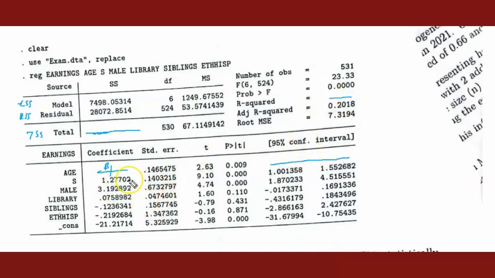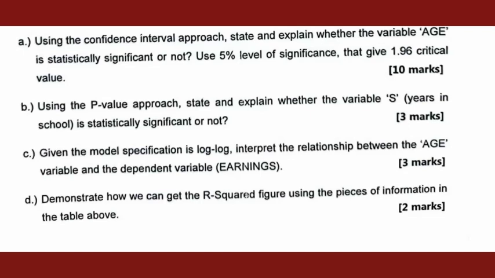So we have a couple of questions we need to answer. In case you are wondering why we have assumed this, there's a video I'll put in the description so you can check on how to get the beta one. So let's just turn to the questions that we have. These are the questions here. The first one is: using the confidence interval approach, state and explain whether the variable age is statistically significant or not. Use 5% level of significance that gives 1.96 critical value. So this is the first question that we want to start with.